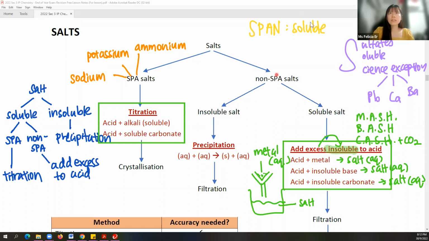This is my salt. So how do I obtain this salt? It will be solid, separate from the rest, which is aqueous. So you do filtration, then you can obtain the solid. Next one over here, the salt is aqueous. As long as it is an aqueous salt, you must always do crystallization. That's why the next step is crystallization.